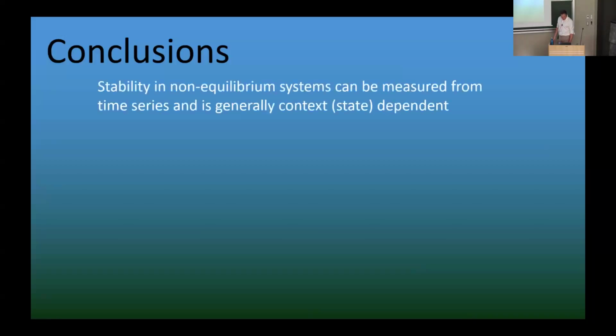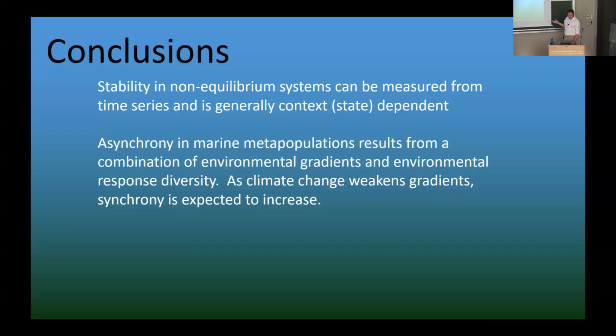To summarize, I started out by talking about stability in non-equilibrium systems, how we can measure that using EDM directly from time series, and showed some evidence that it varies a lot, commonly has an annual cycle. Then I talked about asynchrony in marine metapopulations and how this seems to result from a combination of environmental gradients and environmental response diversity. We have this prediction that as climate change weakens gradients, synchrony is expected to increase, and that effect is likely to be stronger than the effect of increased extreme events.